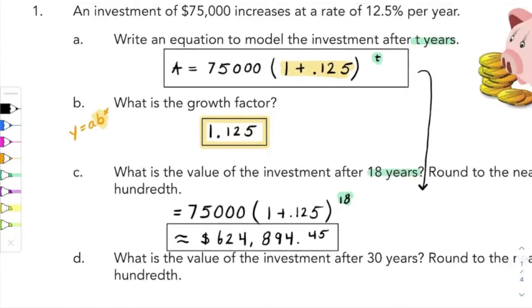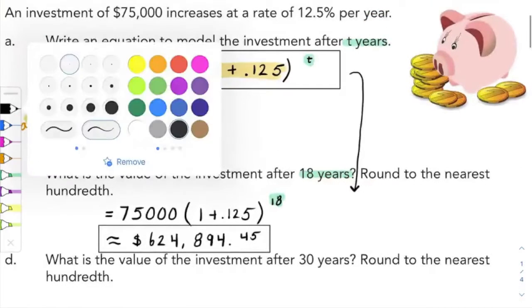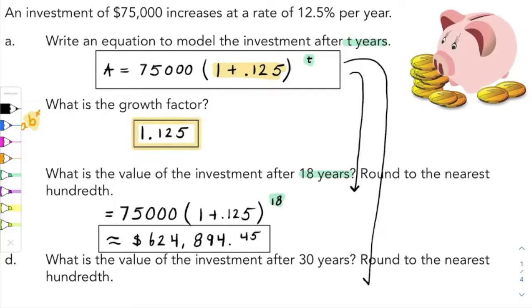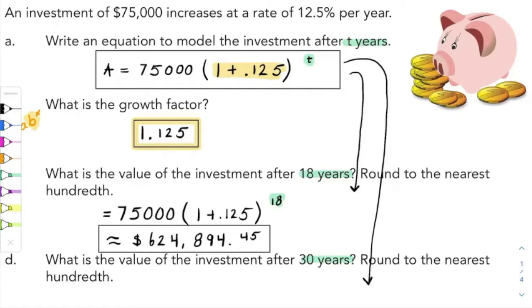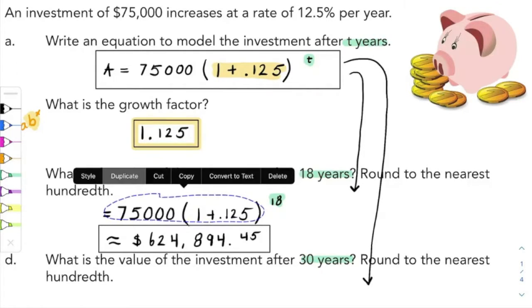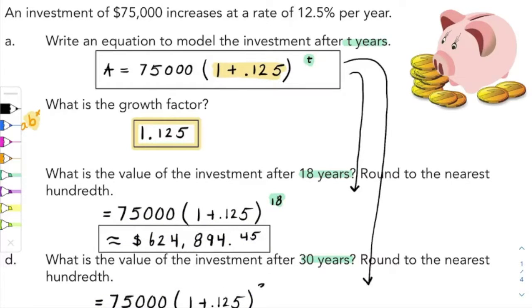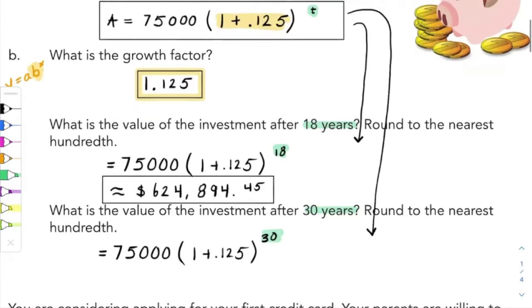Okay, and part D says, what is the value of the investment after 30 years? So we're still going to use our function found in part A, but now we're substituting in 30 years. When I type this into my calculator, I have 2,568,247.87.